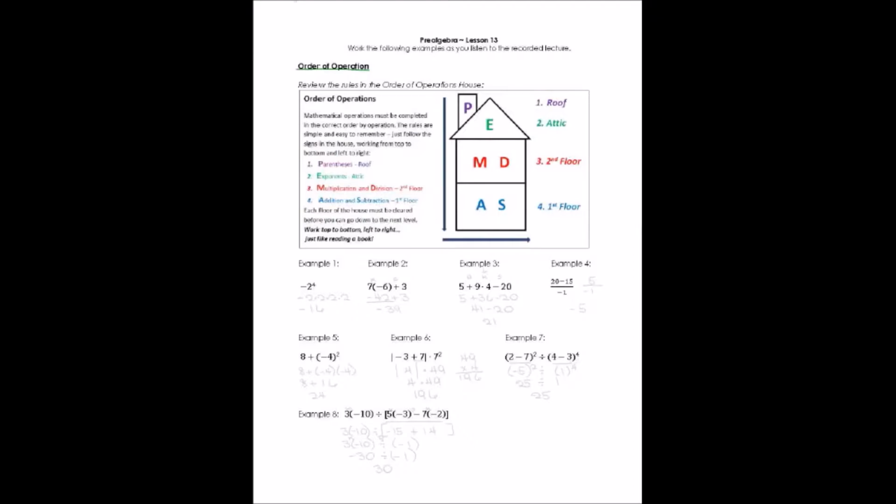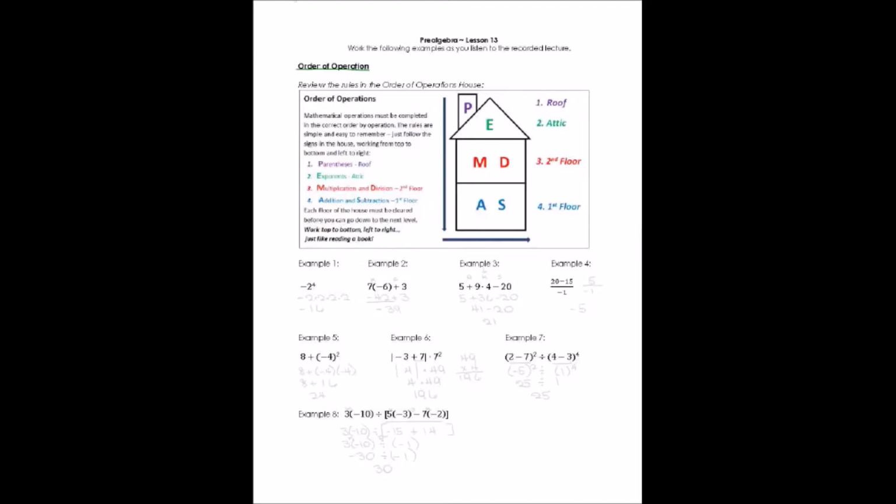But parentheses would always trump everything. Next would come exponents. Next, multiplication and division, whichever one we hit first. And finally, addition and subtraction, once again, whichever one we come to first. And we do it left to right, just like we're reading a book. Let's look at example 1.